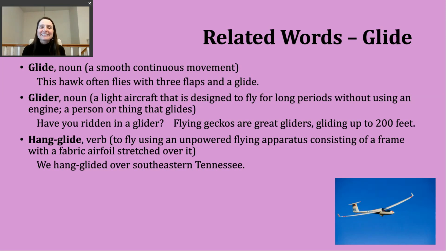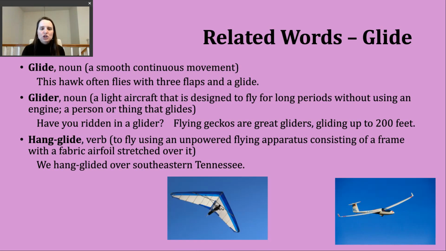A second way we can use glider is to refer to any sort of person or thing that glides. An example of this might be, flying geckos are great gliders, gliding up to 200 feet. Okay, so here we're describing an animal, a thing in this case, that is able to move in a smooth and continuous way. Another related verb you might hear is to hang glide. So this is sort of a sport that uses unpowered flying apparatuses. And I've got a couple pictures here to show you.